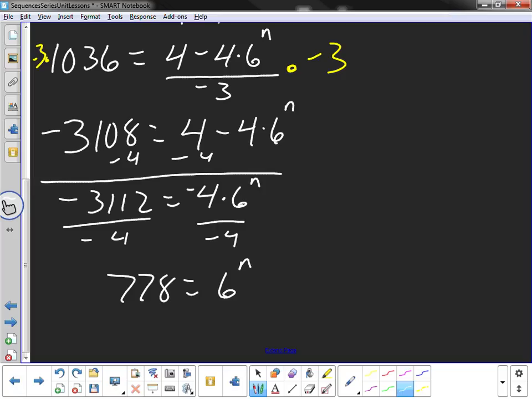So I could try to figure this out, and that's probably going to be the best way to do it. I'm just going to have to try to guess some numbers. I know it's not 2. I know it's not 3. Is it 4? Is 6 to the 4th power 1,296?